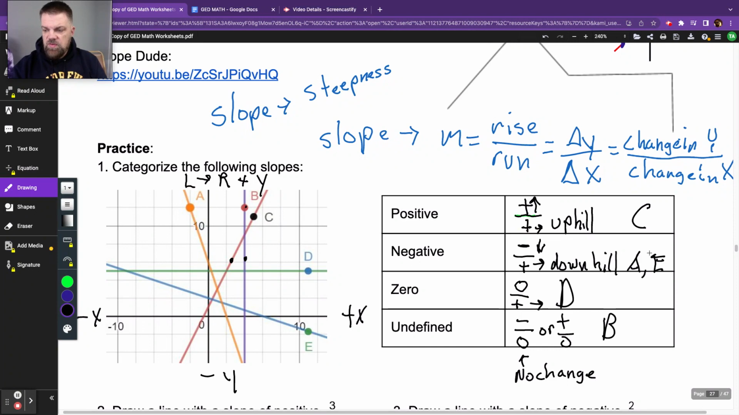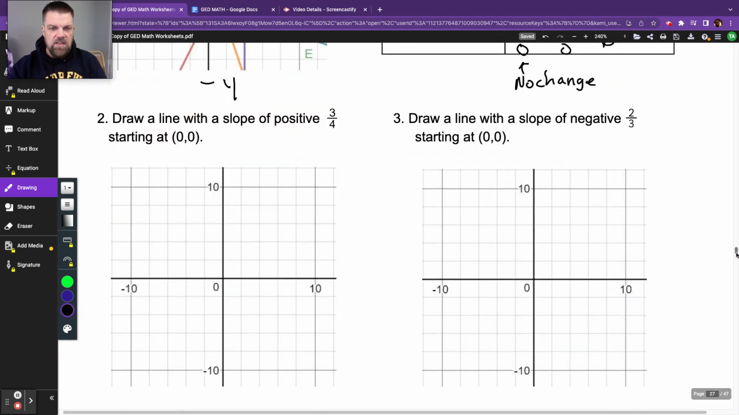So now let's move on to these two example problems and see what they say. Okay. So I'm supposed to draw a line that has a slope of positive 3 over positive 4, but we're starting at the point 0, 0. So remember, 0, 0 is right here. This is my x-axis. This is my y-axis.